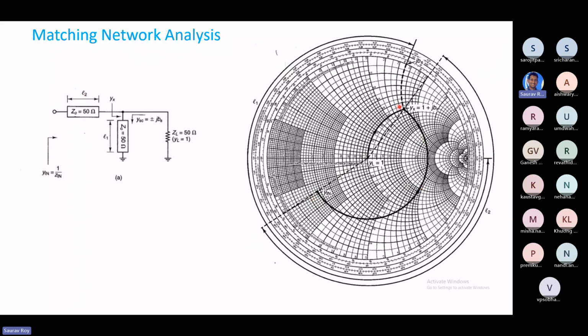Now, if you go there, then you have to come back here. What is this? This is adding an inductance. This path, if you come here, you add an inductance. So what happens? You are adding inductance, which means this is the 50 ohm shunted stub. This length is L1. This is the L1 length here, this side.